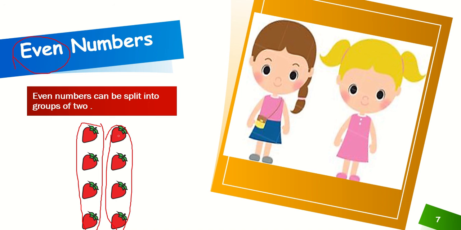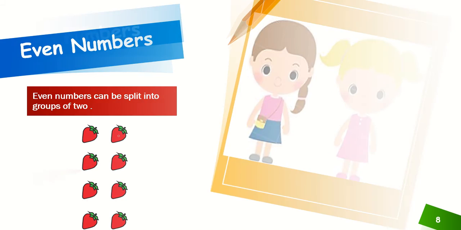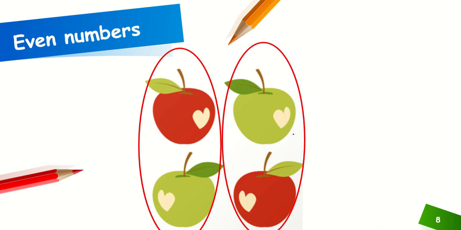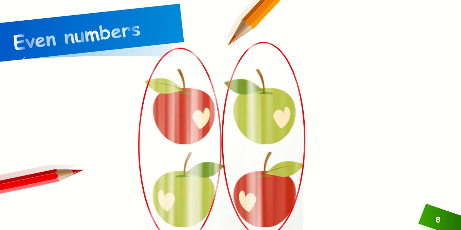Even number. So even numbers are the numbers that can be split into groups of 2 or into two equal parts. Now let's look here. If I have these 1, 2, 3, 4 apples and I need to share them equally with my other friend, each one of us will get 2 apples and we will get no extra apples. So number 4 can be split into two equal groups. So number 4 is an even number too.